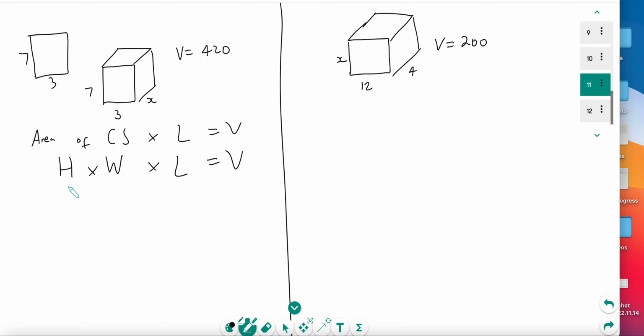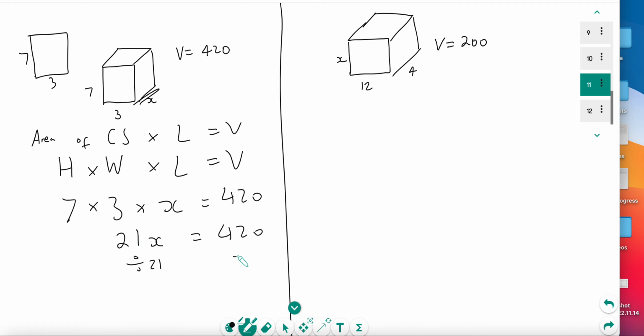Let's fill in the blanks. So the height is 7. The width is 3. The length is x, with a volume of 420. 7 times 3 times x is 21x equals 420. x is being multiplied by 21. We're going to divide by 21. x is equal to 420 divided by 21, which is 20.